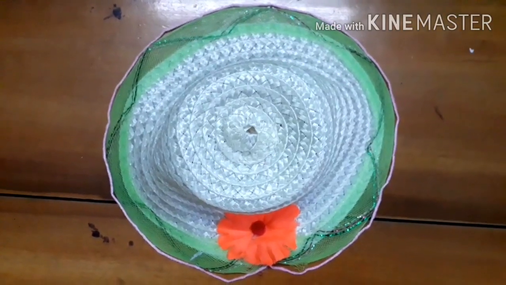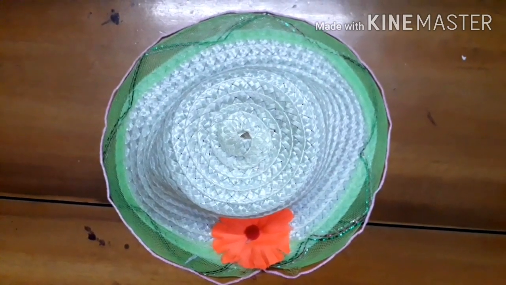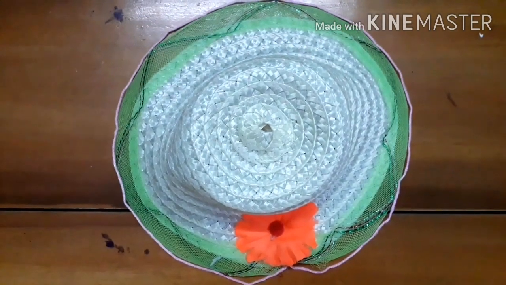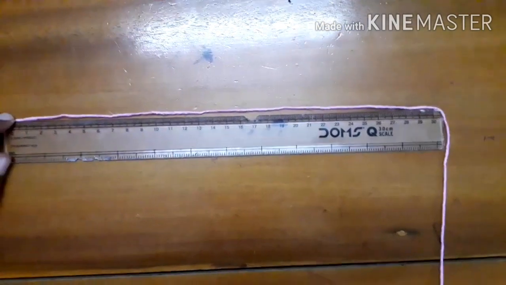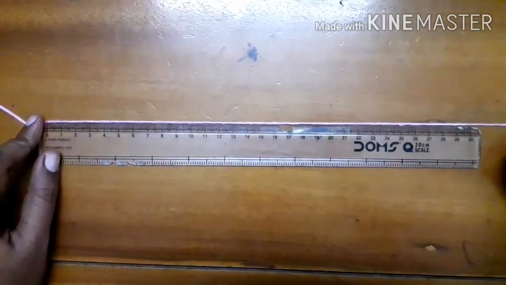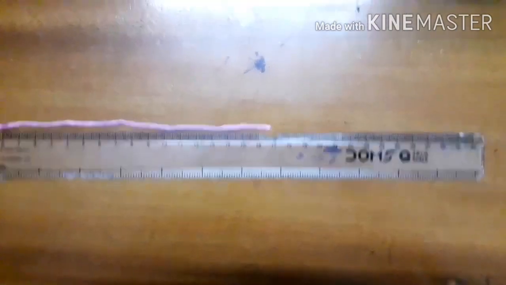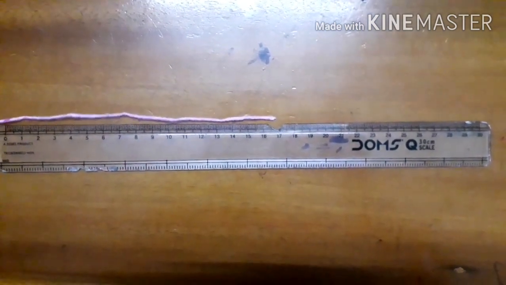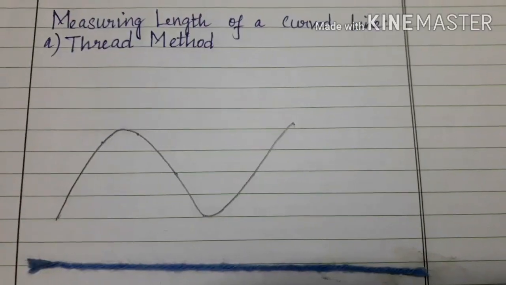To measure the length of a curved object, a thread is placed around it and the measurement is taken using the scale. The length obtained is 30 centimeter, the additional length is again 30 centimeter, and the remaining length is 17 centimeter. So the total length is 77 centimeter.